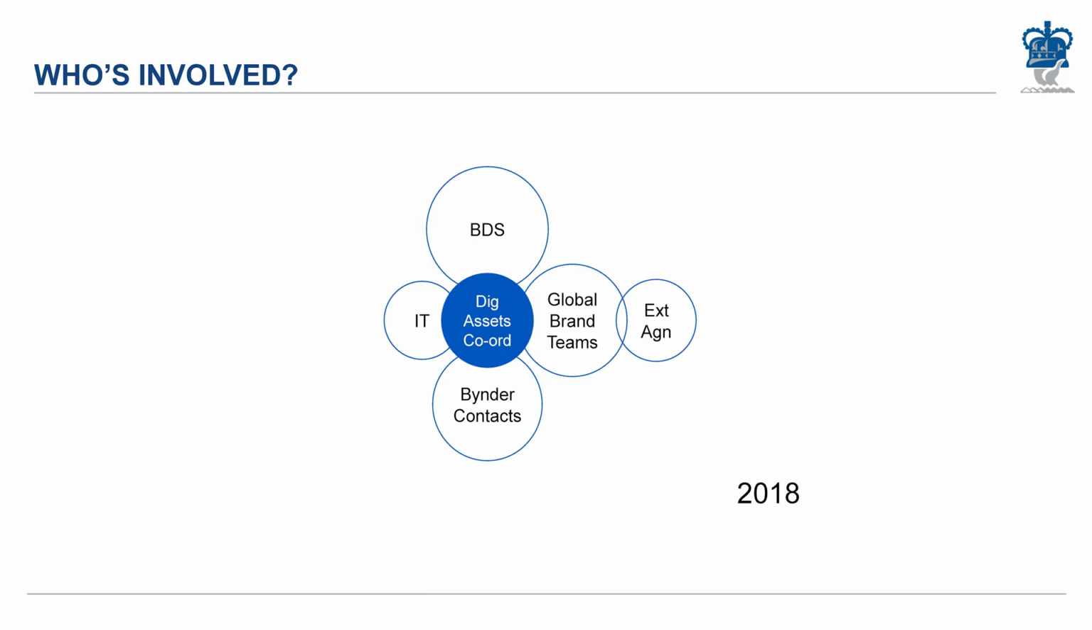So when I started in 2018, I started as the Digital Assets Coordinator under the Business Development Services team. So this is basically the people I would be talking to when I first started for anything to do with DAM. So a link in with IT when we're talking about user access rights and directories. The global brand teams, and by extension, their external agencies. So understanding that upstream, where our content is coming from, how to treat it. And also my Binder contacts. So our DAM is powered by Binder. In stark contrast to today, this is more what my network looks like.